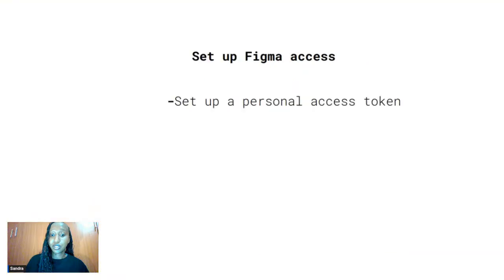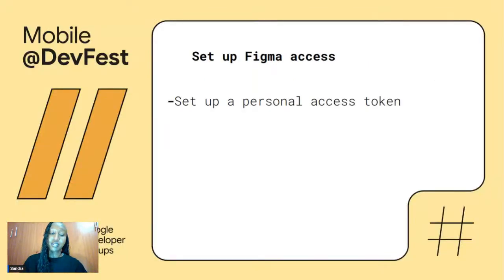So in Figma, let's start with the Relay for Figma plugin, and then we go to Relay for Android Studio, and the Relay for Gradle plugin. Let's start doing that. So let's set up Figma access, set up a personal access token. We're gonna see that in a few.